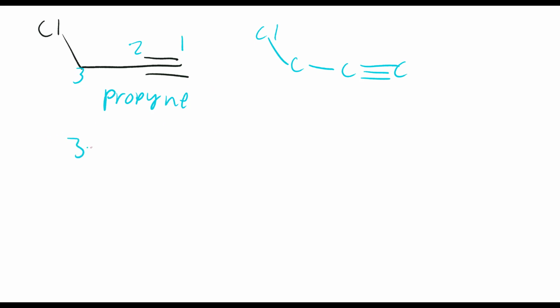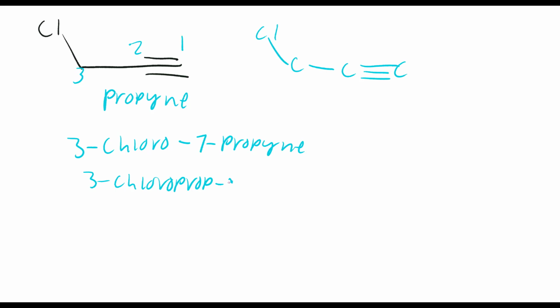Therefore, we say 3-chloro. Now, where does the triple bond occur? The triple bond occurs between 1 and 2. We will say 1-propyne, right? Or you can say 3-chloro-prop-1-yne. However you prefer. 3-chloro-1-propyne, that makes more sense. 3-chloro-prop-1-yne also makes sense because this shows me that there are 3 carbons.